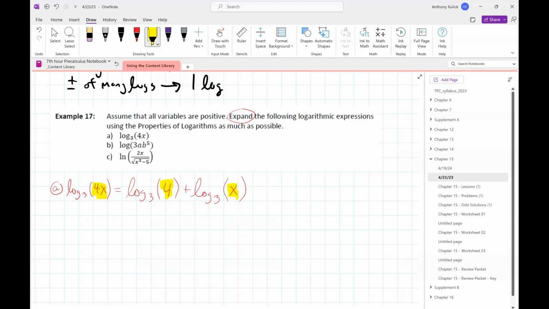4, we could also think of as 2 squared. That now is a power property. So the power property, the exponent comes to the front, and the base stays inside the logarithm. That will be our final answer, our best answer.